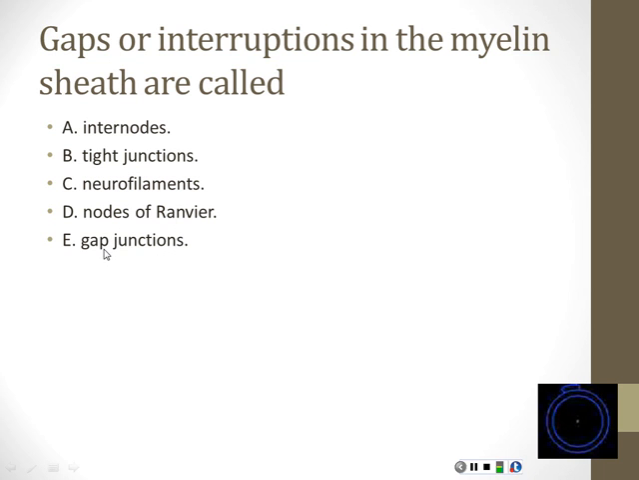A lot of people put gap junctions. Why? Because it sounds like it's correct, right? But the gap junction is a cell-to-cell connection that allows stuff from one cell to pass directly into another. So you're going to hear more about gap junctions in the heart chapter next semester and in the digestive chapter. But gap junctions allow stuff to go from one cell to the next. Nodes of Ranvier are the spaces in between the myelin. All right.